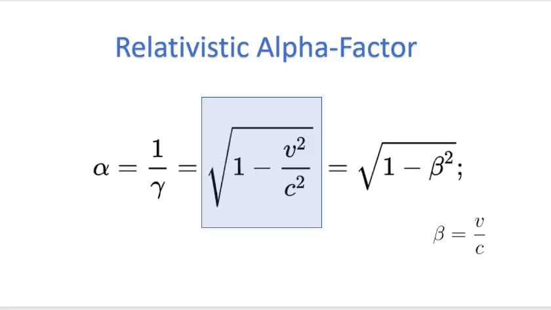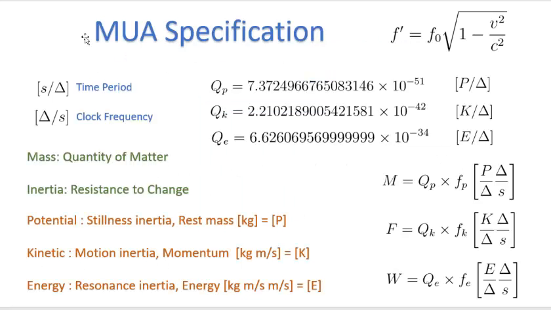So that is just a recap of the alpha factor, which I eventually put into my modified unit analysis specification, as you can see here. Basically what I'm doing here is building up a specification. I'm giving you my constants of nature, my equations of nature, my definitions, of course, my unit analysis, and now we've got at least the first iteration of relativity in the specification.